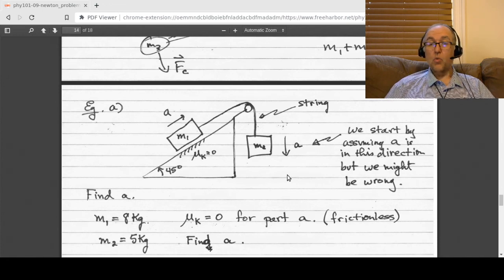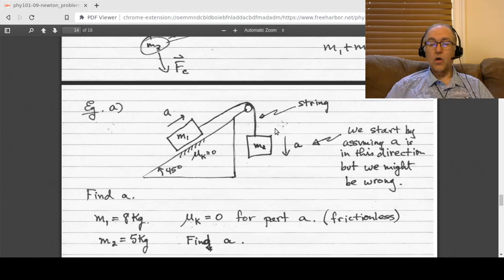Okay, and so you know what? You just guess. Here I'm just guessing that A for M1 is going to be up the inclined plane, and then A for M2 is going to be down. Now, I'm guessing, but my guess could be wrong. If I guess incorrectly and I solve the entire problem, what will happen is that the A that I get at the end will be negative. In which case, I'll say, oh, I chose the wrong direction of A from the beginning. A really should have been downhill for M1, or up for M2.